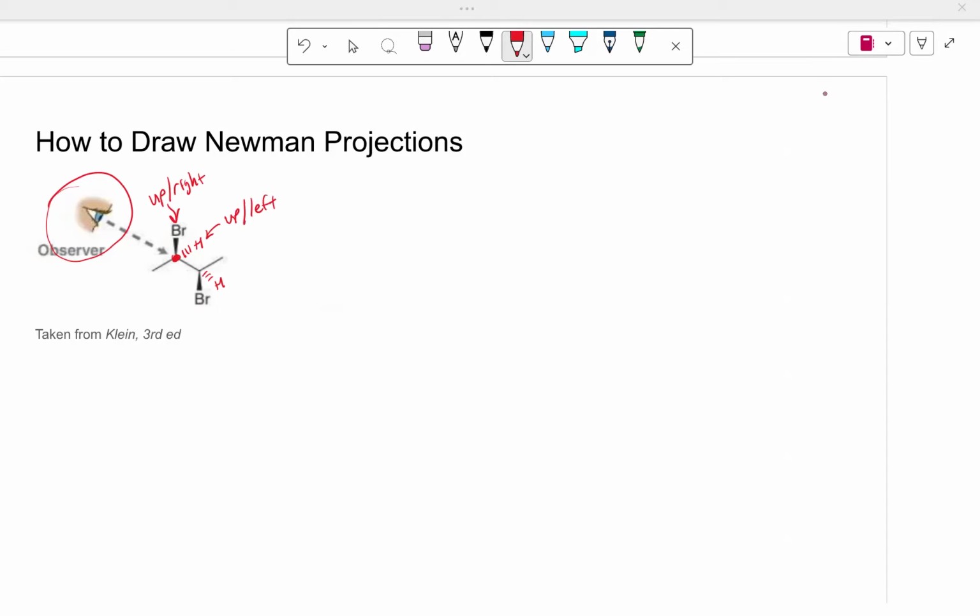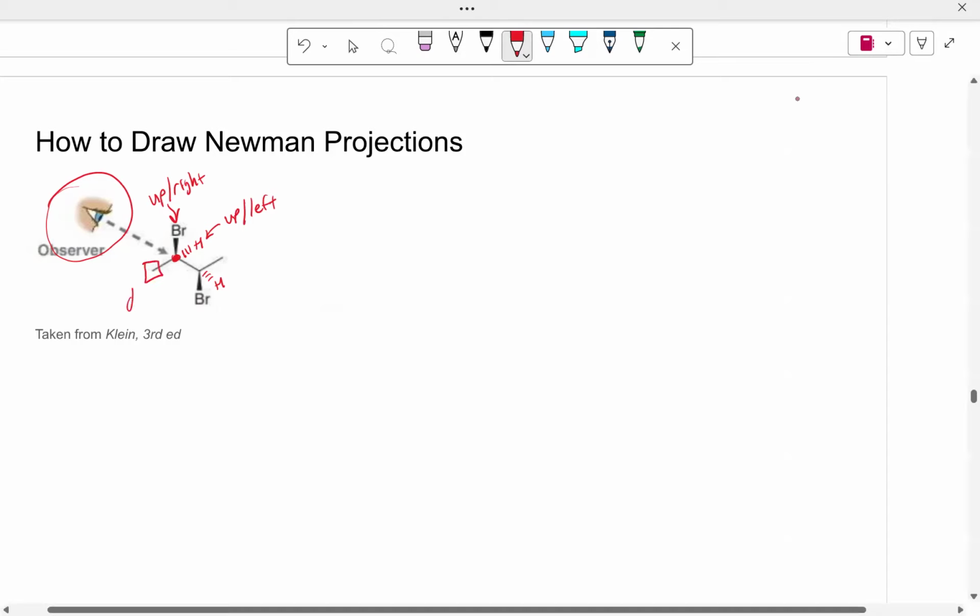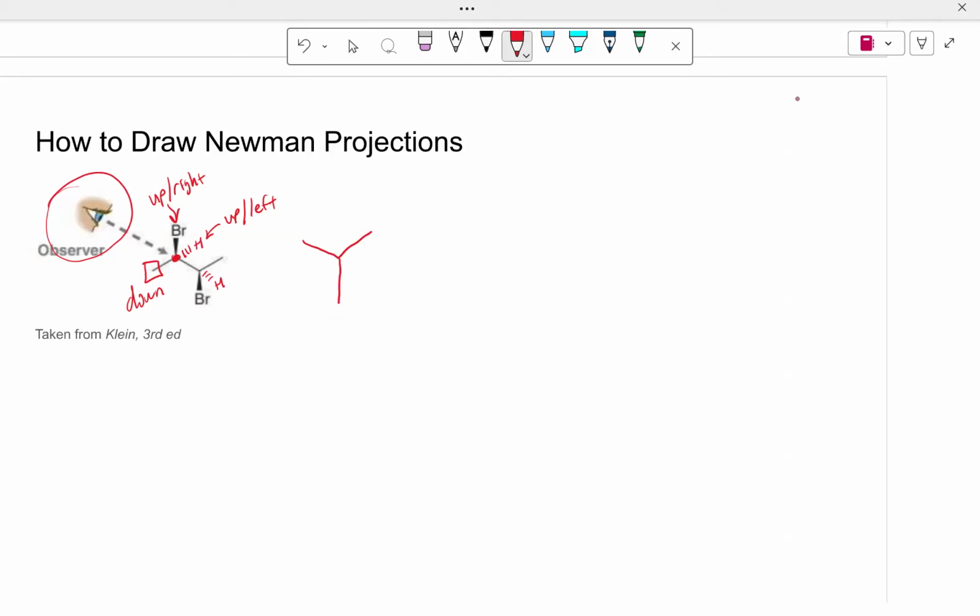Now, what about this methyl group here? We would just say it's going straight down. Now, I'm just going to focus on that one carbon right now, the one with the red dot on it, the carbon that we're observing directly. In a Newman projection, we would draw it like this. The group going up and to the right goes here. The group going up and to the left goes here. And the group going downward goes here. I'll just draw a CH3 specifically.